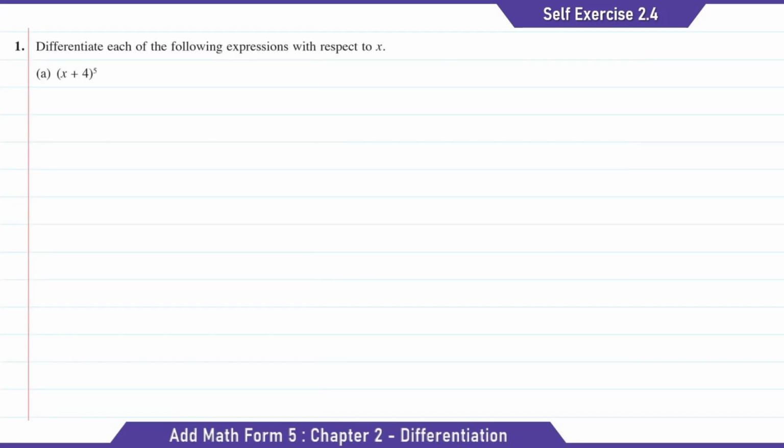Self-exercise 2.4, question number 1. Differentiate each of the following expressions with respect to x. Question A, (x + 4)^5.